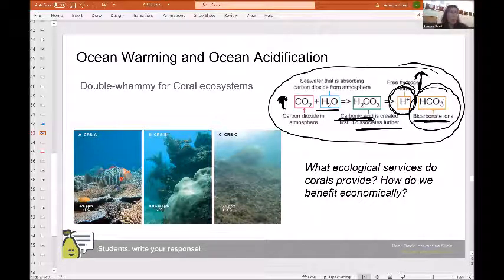So what is the problem here? Why do we care about corals being in peril here? What ecological services do corals provide? And then how do we benefit economically from them?